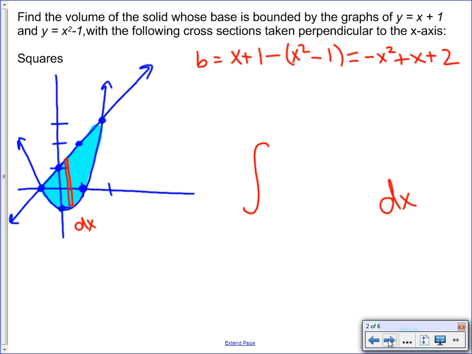Then how about a rectangle? For right now, we're just working with squares. The cross section for this example is squares. Let's get through this, and then I have other examples that will look at different cross sections.